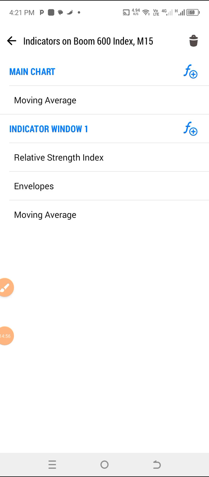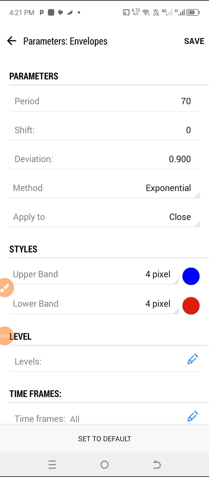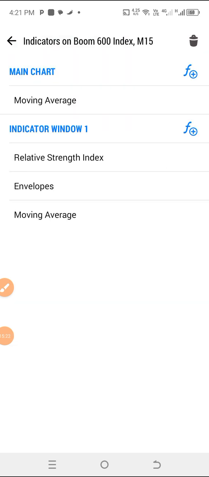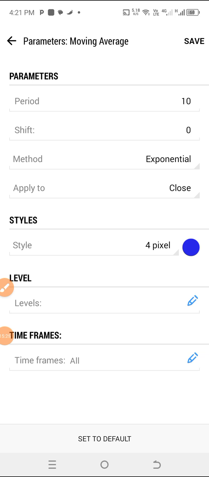The next indicator you add is the envelope. The envelope should have a period of 70, shift 0, deviation 100, exponential. The upper band of the envelope should be blue and the lower band should be red. You can use any color of your choice, the color doesn't really matter, but know that when price gets to the upper band, it's a resistance area, and when price gets to the lower band, it's a support area. Then finally, we have another moving average. All this will be added into window 1. The period of the moving average should be 10, shift 0, exponential as well. Apply to close, use any color of your choice. Then you click on save.